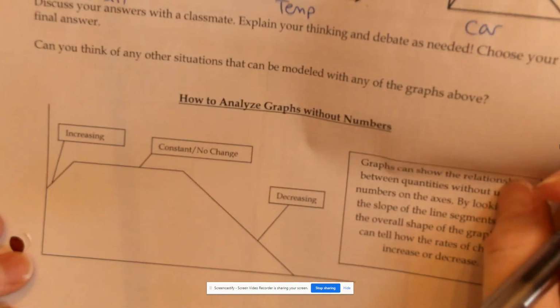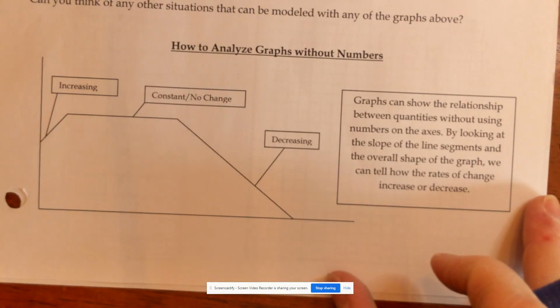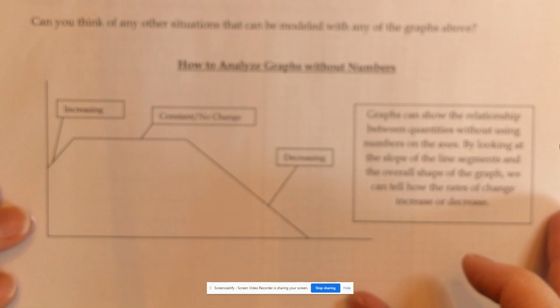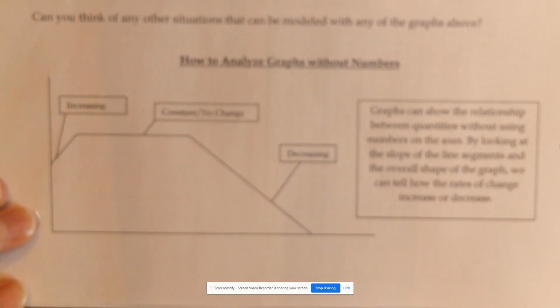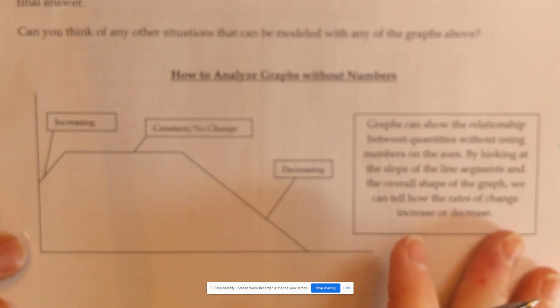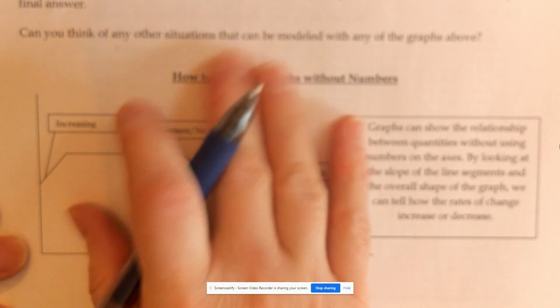Do you think of any other situations that can be modeled with any of the graphs above? So yes, there are definitely things that happen like that. Instead of cutting hair, you might talk about cutting grass, where we let the grass grow and then we cut it, and then we let the grass grow and then we cut it.